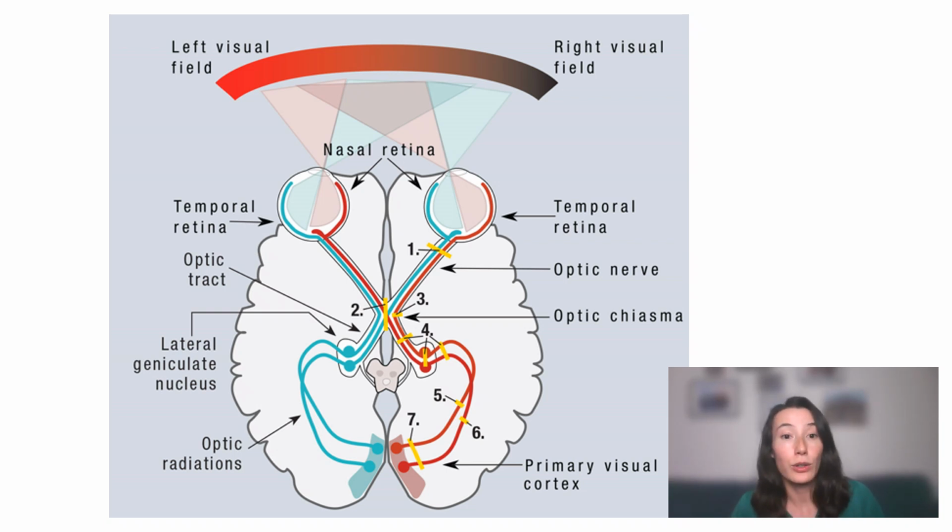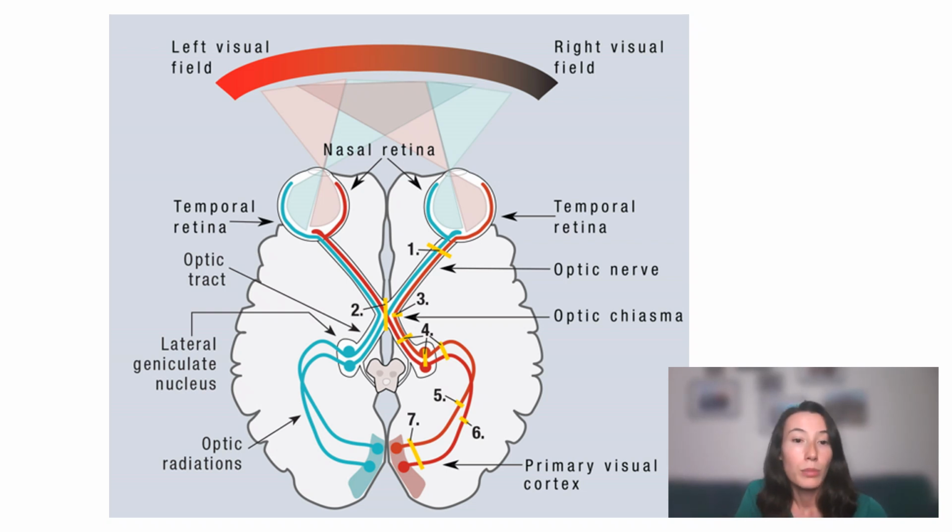If you look at the right side of the left eye, you'll see the red line. This crosses over to the right side, reaching the right side of the brain. Right side of the right eye, the red line, does not need to cross over the optic chiasm because it's already on the right side.